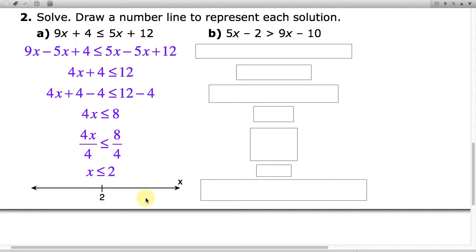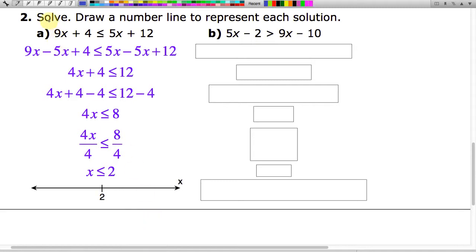On the number line, what that looks like is this. So we're going to have a closed circle here because we do want to include the x equal to 2. And we want to shade to the left because it's x is less than 2 here. So here we go, shading to the left. That's how I show my shading.